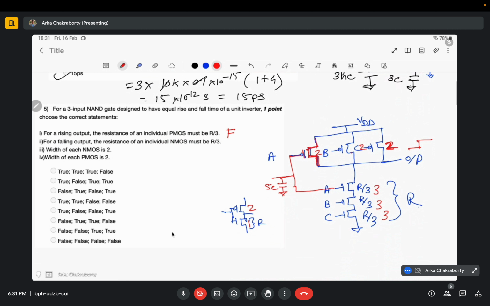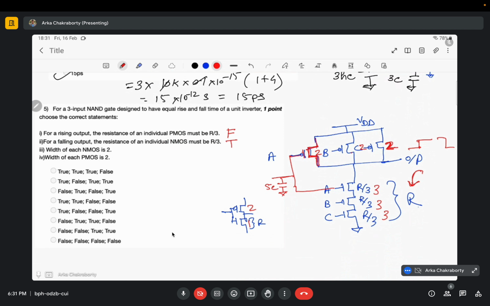The second statement is, for a falling output, the resistance of an individual NMOS must be R by 3. It will be falling through this NMOS stack, the pull down stack, and as I have seen, to ensure the minimum delay, that is the delay of a unit inverter, I need each transistor to have a resistance of R by 3. So the second one is true.